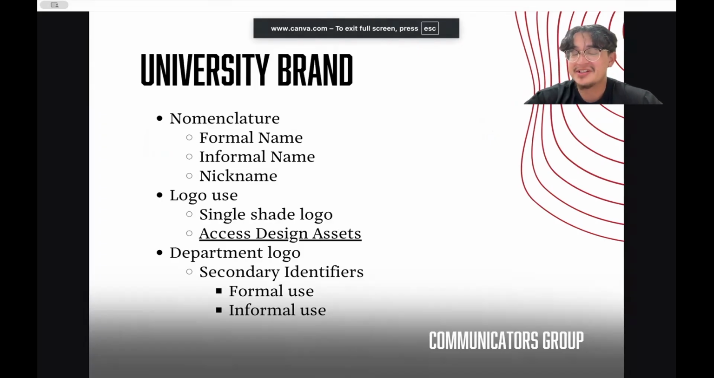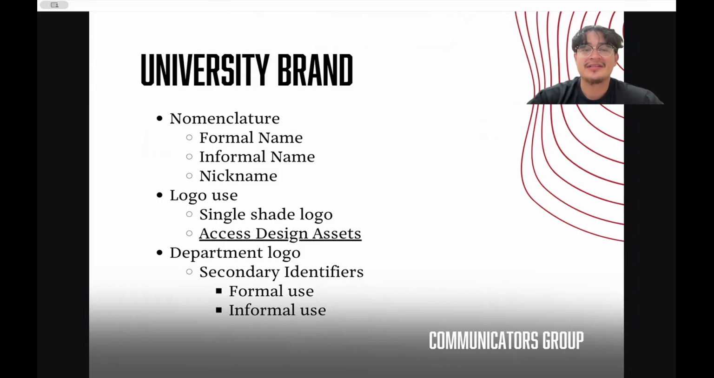First off, university brand. This university has three names that it identifies with: a formal name, an informal name, and a nickname. Formally, this university is California State University, comma, Stanislaus. The informal version is Stanislaus State, and the nickname, Stan State.